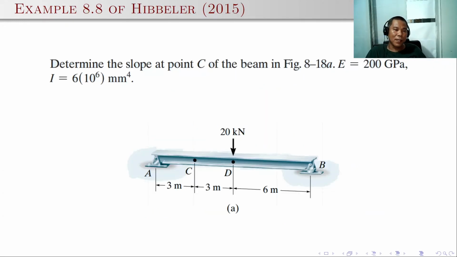We have another example, a simply supported beam with a load at the center, 20 kilonewton. We would like to determine the slope at point C, that is at the 1/4 point of the beam, assuming E is 200 gigapascal and I is 6 times 10 to the power 6 millimeter to the fourth. Take note the moment of inertia has a unit of millimeter to the fourth.